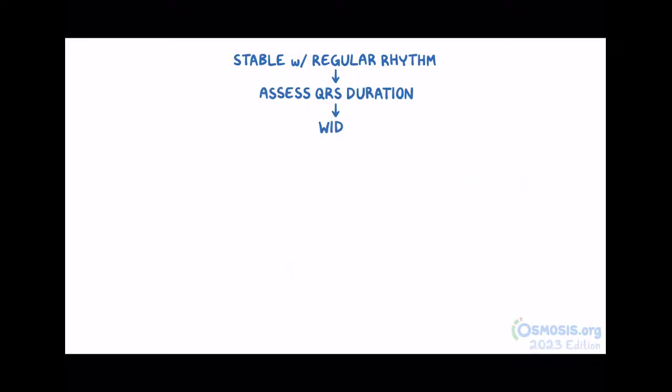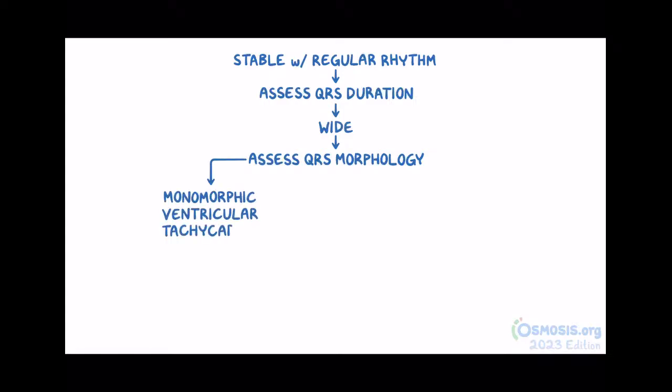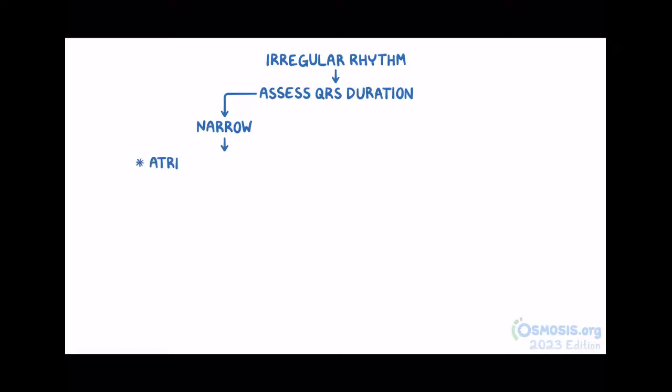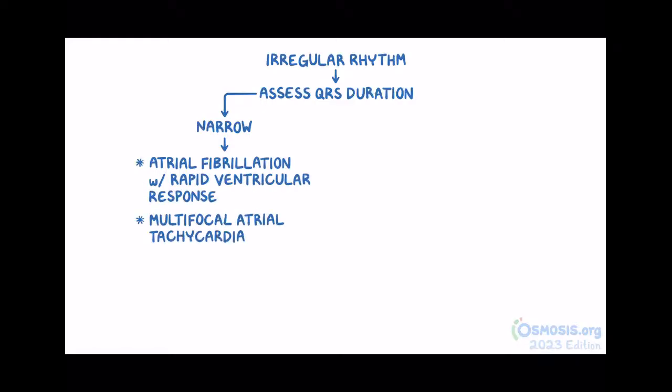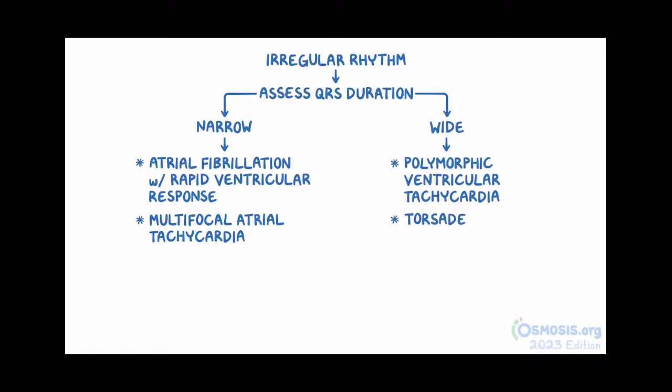However, if there's a regular rhythm with wide QRS complexes, you should assess QRS morphology. In this case, you should think of monomorphic ventricular tachycardia and supraventricular tachycardia with aberrancy. On the other hand, if your patient presents with tachycardia with an irregular rhythm, again assess the QRS duration. If there's a narrow QRS complex, consider atrial fibrillation with a rapid ventricular response or multifocal atrial tachycardia. However, if your patient presents with wide QRS complexes, consider polymorphic ventricular tachycardia and torsade de pointe.